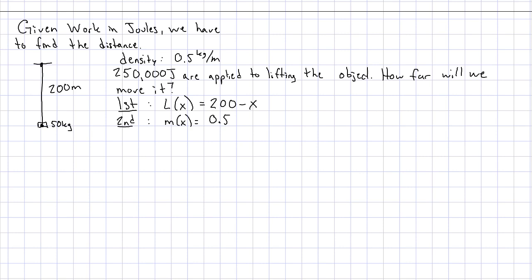Oh, I apologize. I can't read my own writing. 1.5. Sorry about that. So of 1.5, which is my mass, times 200 minus x, that accounts for the mass of the rope. I need to account for the mass of my object, which is just 50 as a constant at the end. So if I distribute this all out and add the 50 in, I end up with 350 minus 1.5x.